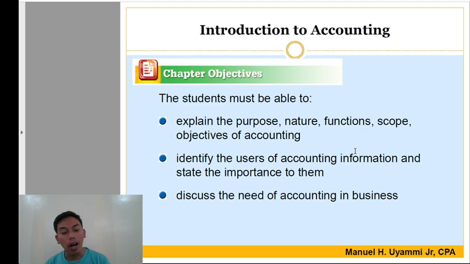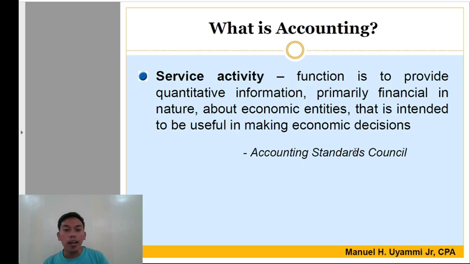So first, let's define what is accounting. Depending on the authoritative body, accounting could be defined in three ways. So from the Accounting Standards Council, accounting is defined as a service activity which function is to provide quantitative information, primarily financial in nature, about economic entities that is intended to be useful in making economic decisions.